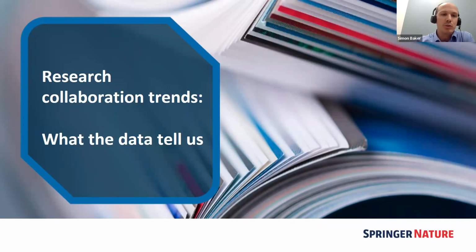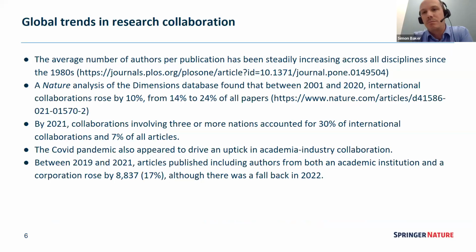But some of the main things I wanted to talk to you about today was obviously research collaboration and what the index data can help tell us about research collaboration as it is at the moment. And I put here some global trends in collaboration to start with, which are not going to be surprising to a lot of people, to be honest, but some of the things that we found through some of the research at Springer Nature. The average number of authors by publication has been steadily increasing across all disciplines since about the 1980s. A Nature analysis has found from the Dimensions database of research that over the last 20 years, international collaborations have risen by about 20%, so now roughly about 24% of all papers. By 2021, collaborations involving 3 or more countries accounted for about 30% of international collaborations.